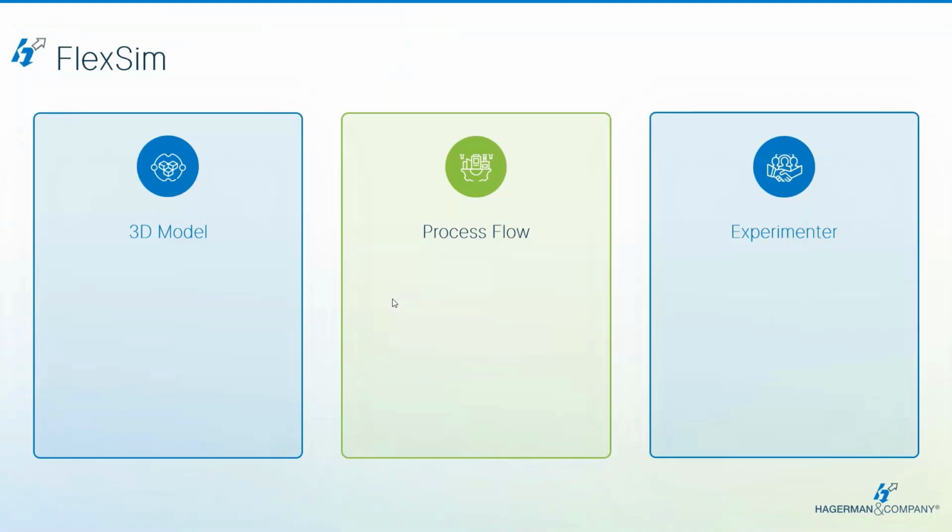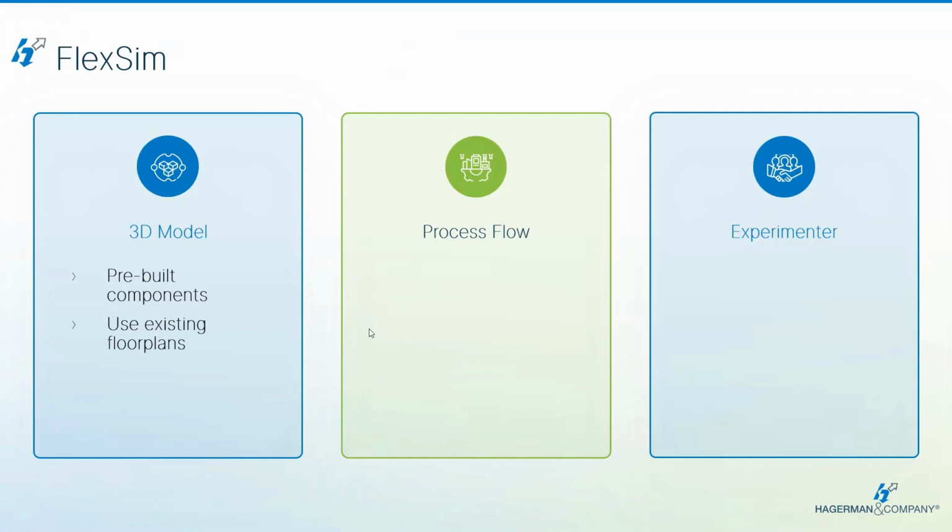FlexSim itself, you can take a look at in three general categories: 3D model, process flow, and experimenter. So the 3D model, I can build a model from existing pre-built components. I've got a library of existing things that I can bring into my model, put them where I want them to be, and connect them together.